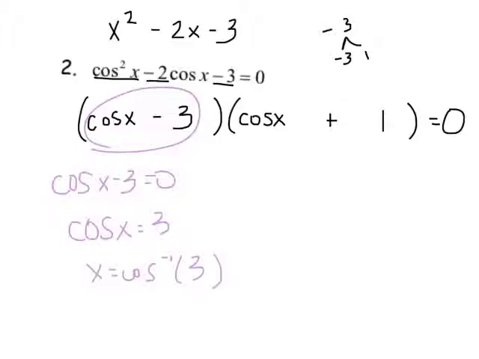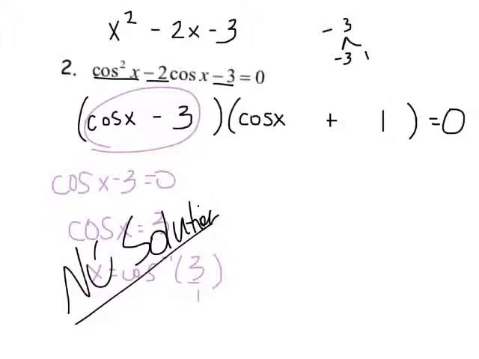Well, here I end up with cosine inverse of 3. Well, 3 over 1 is not an adjacent over hypotenuse that we can draw. So this gets me no solution. Now let's come over to the second part.